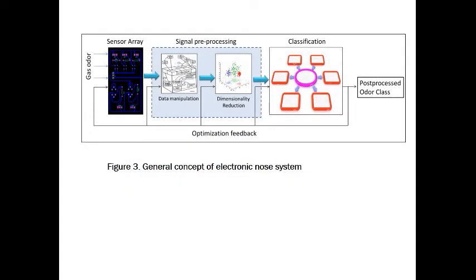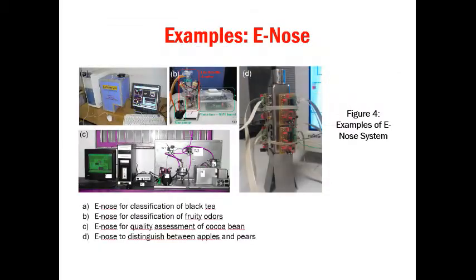This is the concept of the electronic nose system. We have the gas odor, the sensor array, signal preprocessing, and classification, and the last is the class output. This is an example of an existing e-nose system. They are used in the classification of black tea, food odors, quality assessment of cocoa bean, and also distinguishing between apples and pears. You can see that the volume of work is quite big and huge here.